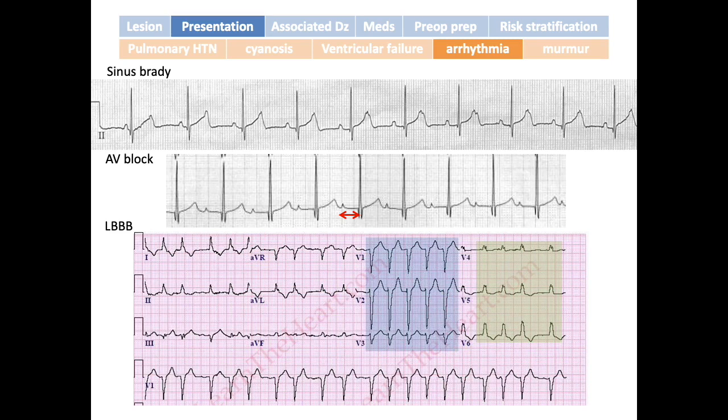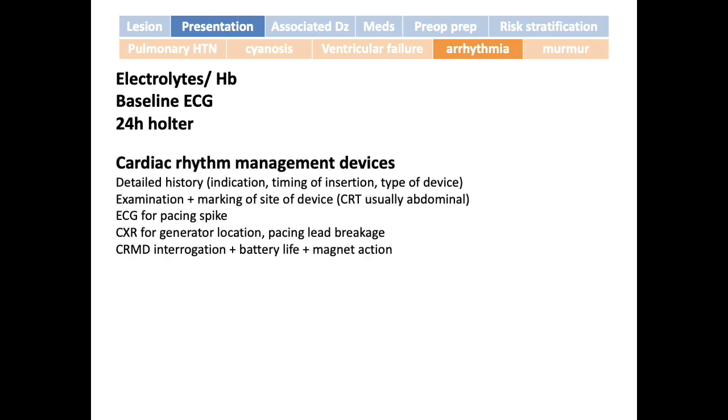In these patients, preliminary investigations include electrolytes and hemoglobin levels, a baseline ECG, as well as a 24-hour ambulatory ECG to record and characterize the arrhythmia. The patient may also have an implanted cardiac rhythm management device, which includes implantable cardioverter defibrillators, permanent pacemakers and cardiac resynchronization therapy. Preoperative evaluation includes taking a detailed history on the indication, timing of insertion and capabilities of the device, and examining the patient's cardiovascular system and marking the site of the device.